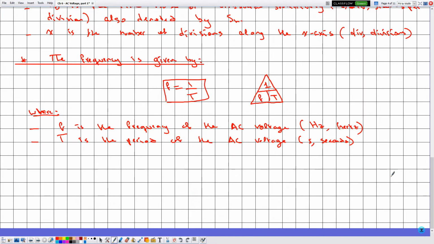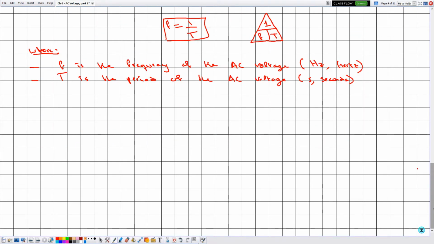Now we have 4 formulas to memorize, and they are given by the following: U max is equal to SV multiplied by Y. After that, we can deduce U effective, which is given by U max divided by radical 2. Now the period is given by VB multiplied by X. Also, this is written as T is equal to SH multiplied by X. After we determine the period, we can deduce the frequency, which is given by 1 over the period.